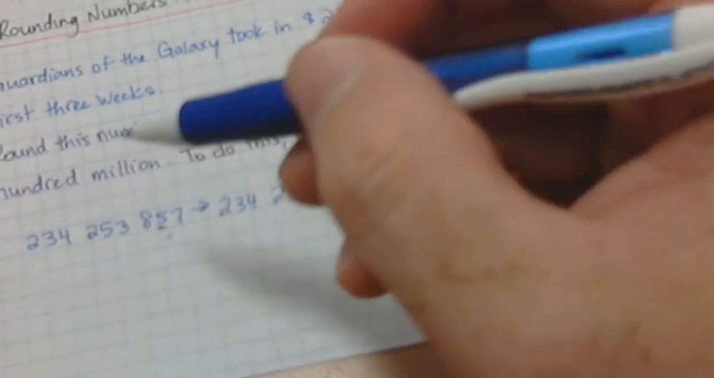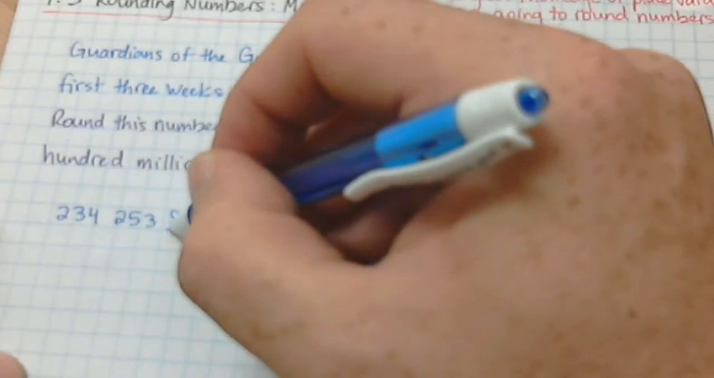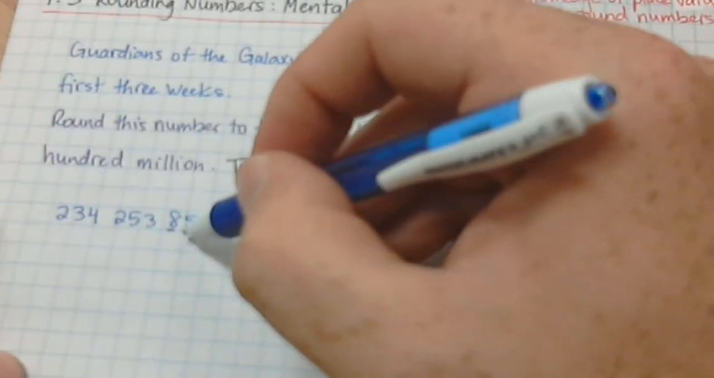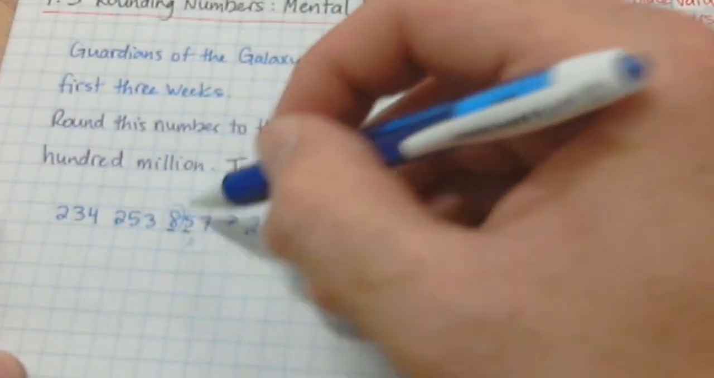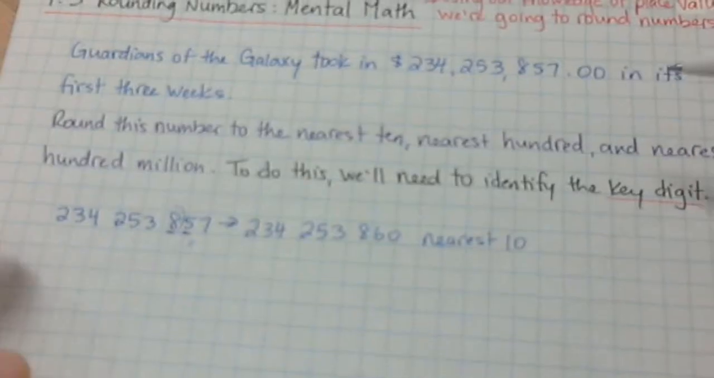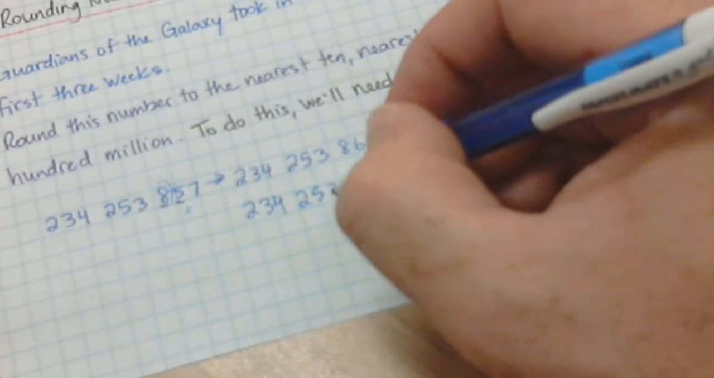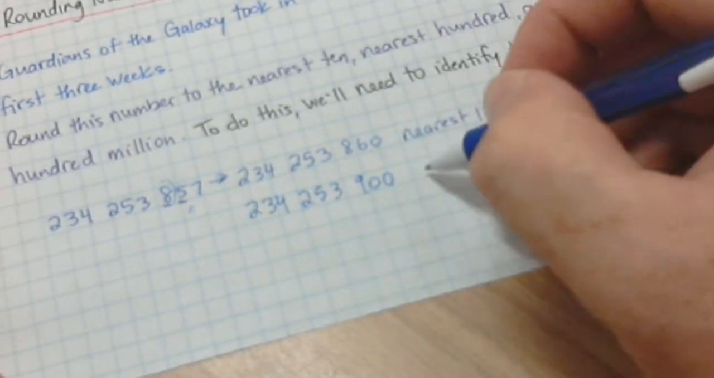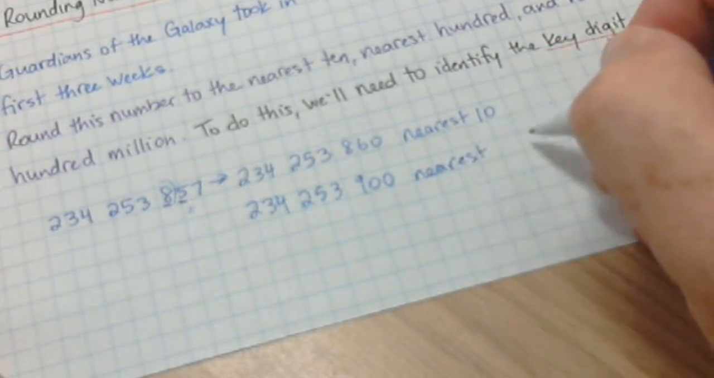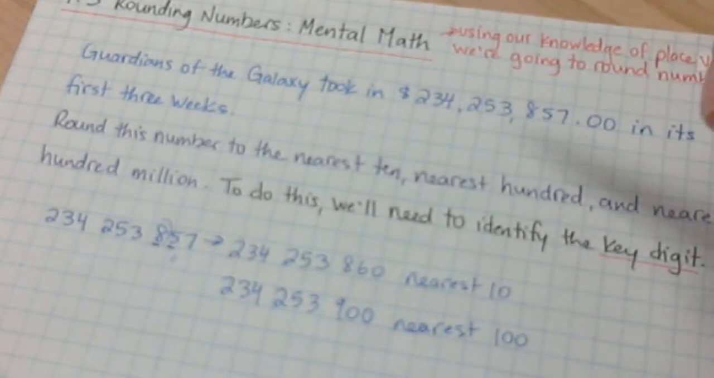Okay. Now, the next one says to the nearest 100. So that's this one. Now, if we're going to round to the nearest 100, that means that this 5 becomes our key digit. And again, the rule says if it's 5 or more, we raise the score, which means that this 8 has to change to a 9. So rounding to the nearest 100, it becomes 234,253,900. So that's the nearest 100.